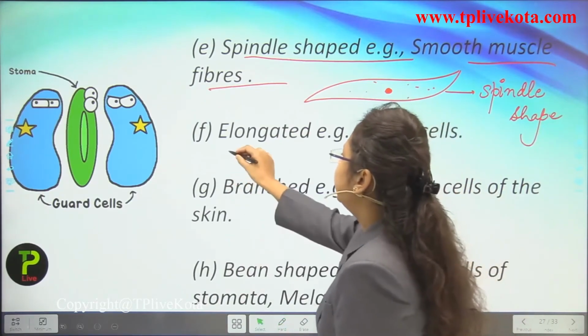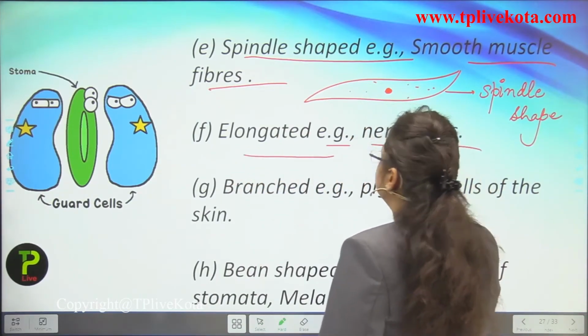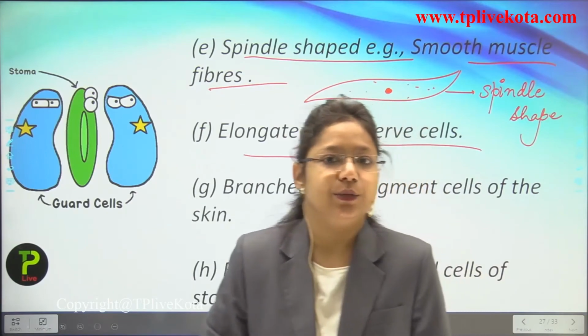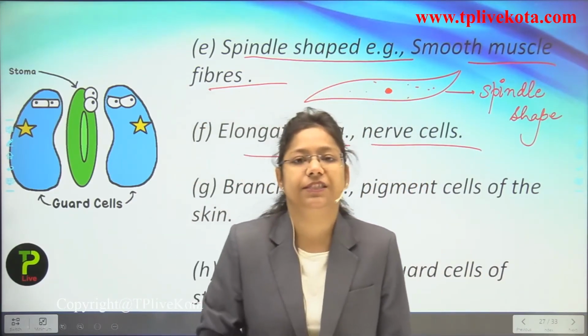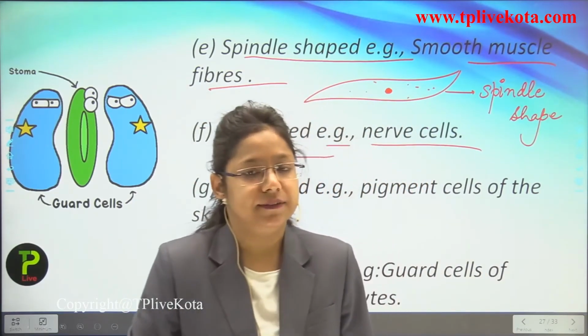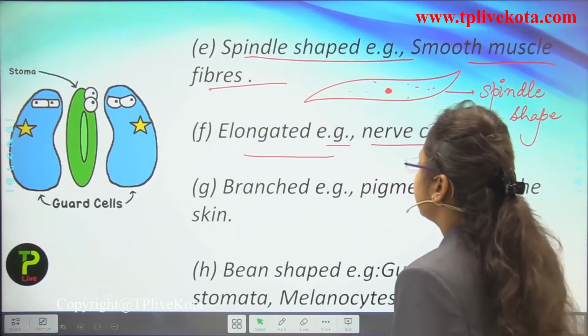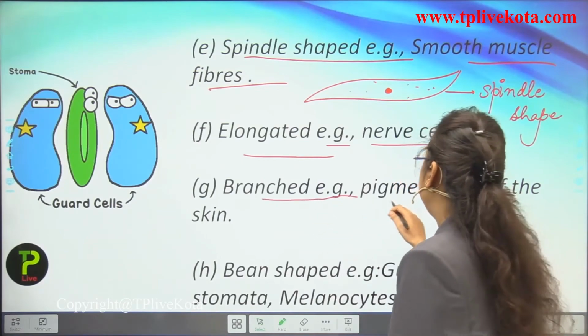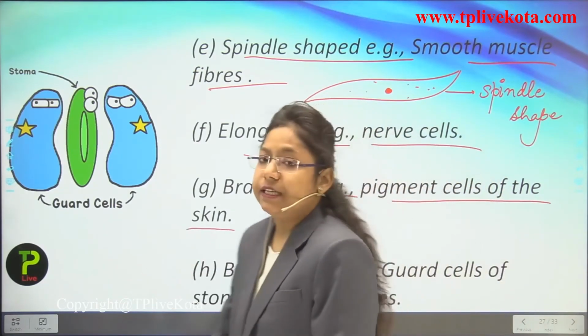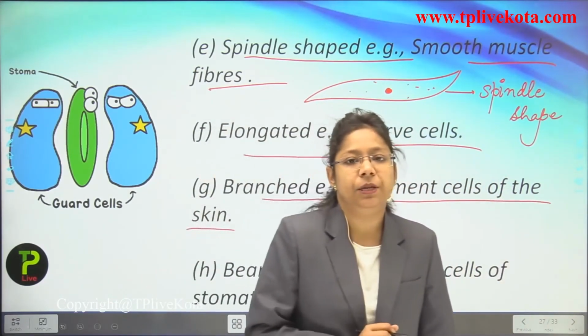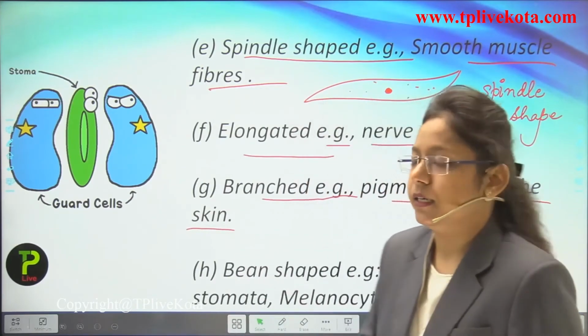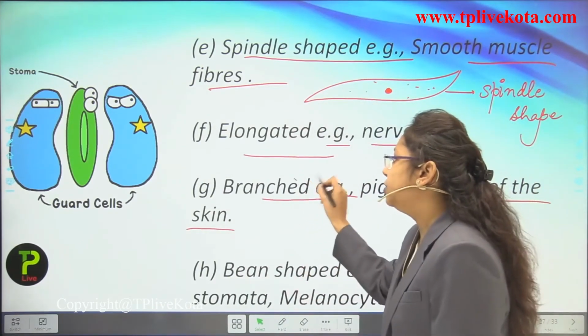Okay, now next is elongated, example, nerve cells. Nerve cell, as I told you, the largest cells present in a human body are the nerve cells, and they are elongated in shape. Next is branched, example, pigment cells of the skin. So the pigmented cells, the melanocytes which are present under the skin, are branched in shape.